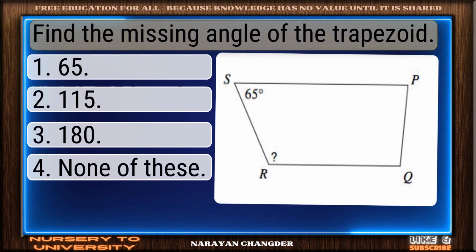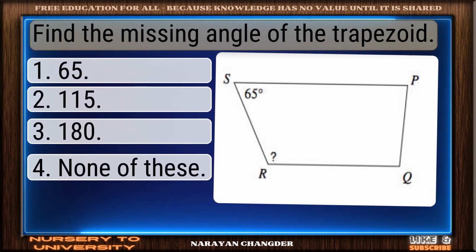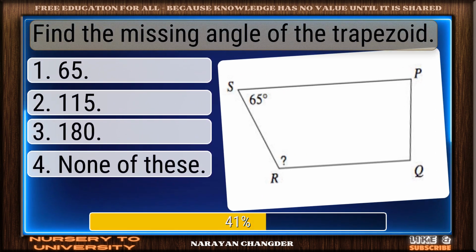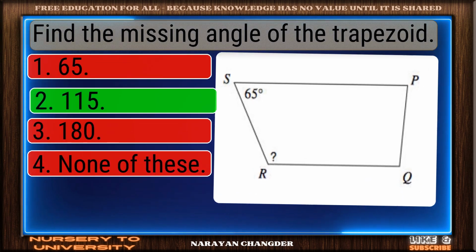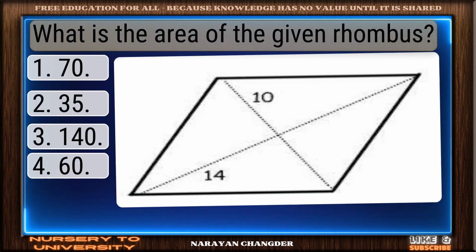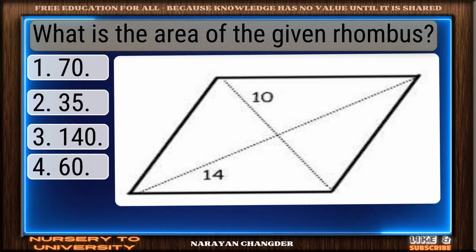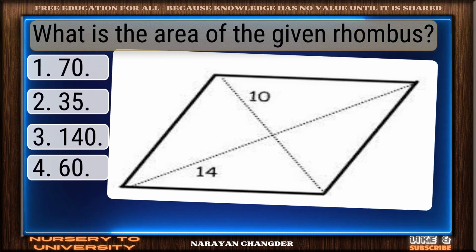Question number 28. Find the missing angle of the trapezoid. Nice selection. 115 is the correct and valid answer. Question number 29. What is the area of the given rhombus?